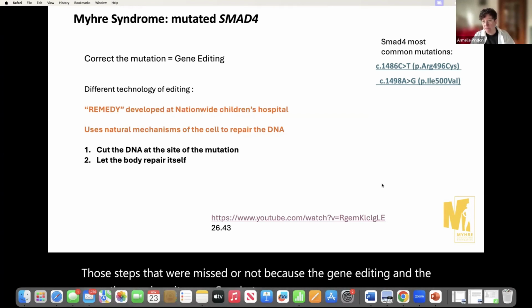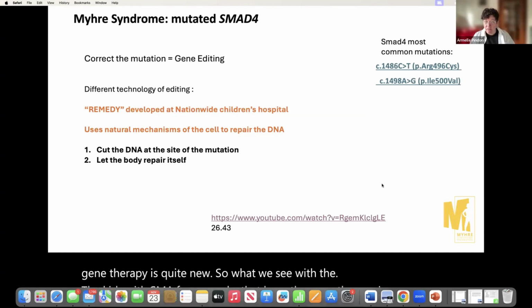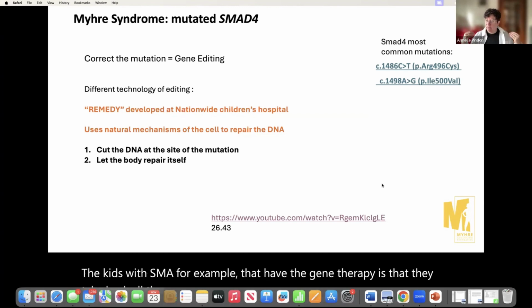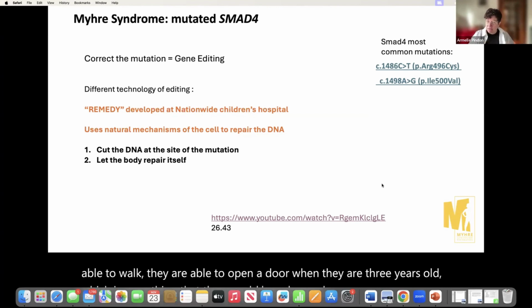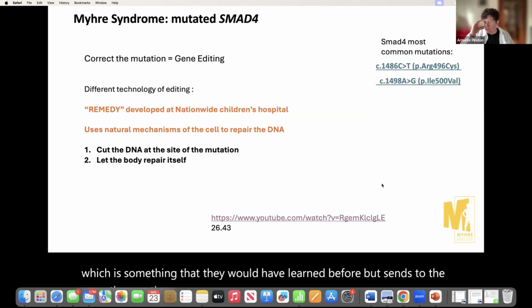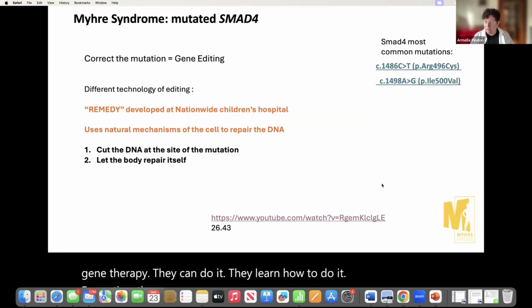So what we see with the kids with SMA, for example, that have the gene therapy is that they take back all the things that they didn't have before. So suddenly they are able to walk, they are able to open a door when they are 3 years old, which is something that they would have learned before. But thanks to the gene therapy, they can do it. They learn how to do it. For autism, there is not yet. There are some studies. We are not the only ones doing that, but it's not yet in humans. So we don't know yet what will be the effect.